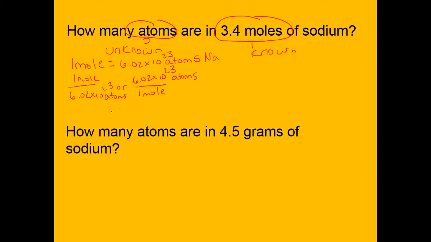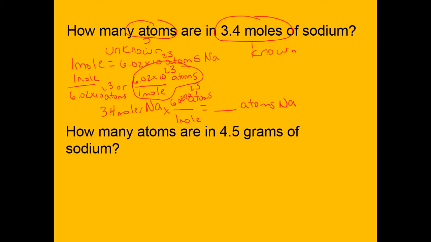So let's start with our known. Our known is 3.4 moles of sodium. Our unknown is atoms of sodium. And now we need our conversion factor. Now remember, our conversion factor has to get rid of our known, so we need moles on bottom, which means atoms on top, which gives us this factor, right? That means we're going to be multiplying by 6.02 times 10 to the 23rd.